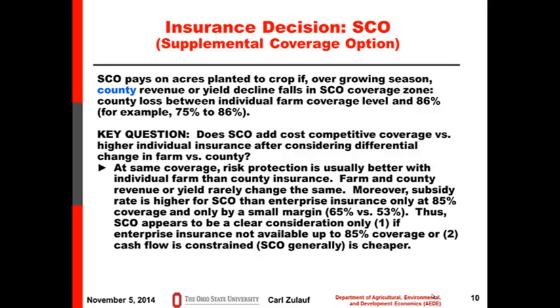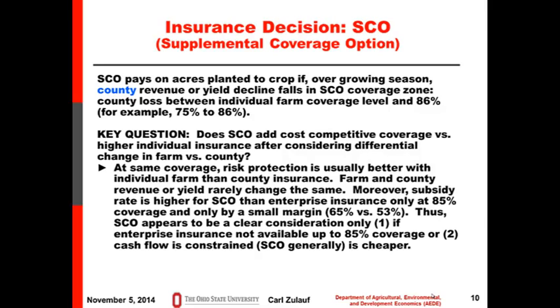SCO pays on the acres planted to a crop, and it pays if over the growing season the county revenue or yield declines or falls into the SCO coverage zone. That's how I think of SCO. There's a coverage zone, and the coverage zone for SCO is that the county has a loss between the individual farm coverage level and 86%. So all SCO products will have 86% as the highest coverage level. The bottom of the zone will be determined by your individual farm coverage.